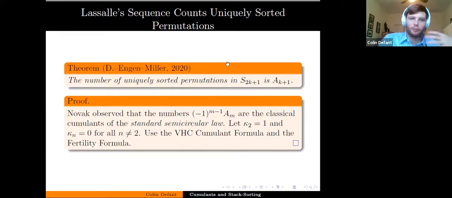And I should mention that the proof that Michael Engen, Jordan Miller and I gave of this predated the VHC cumulant formula in the way that I phrased it here, but now I've gone back and figured out that the correct way to think about the proof is using this. We just combine the VHC cumulant formula with the fertility formula, doing the same kind of stuff that I mentioned before, and we end up getting this very simple enumerative corollary.